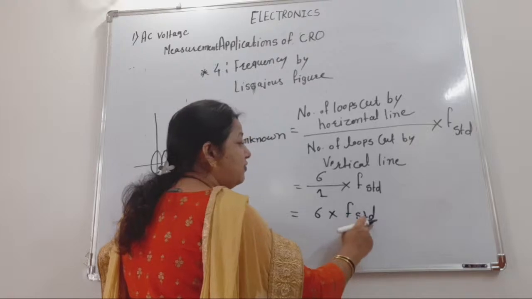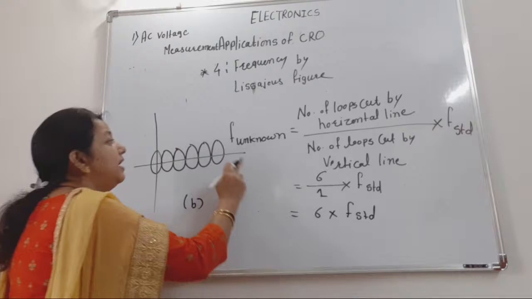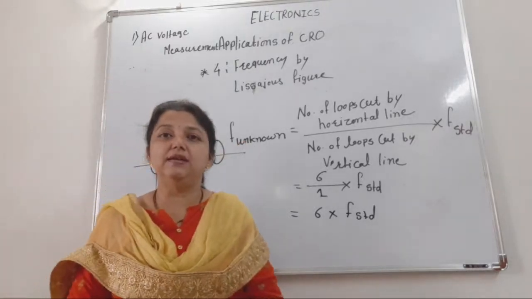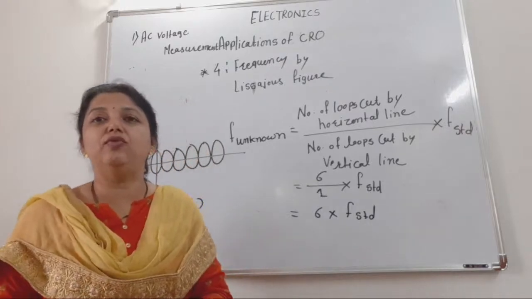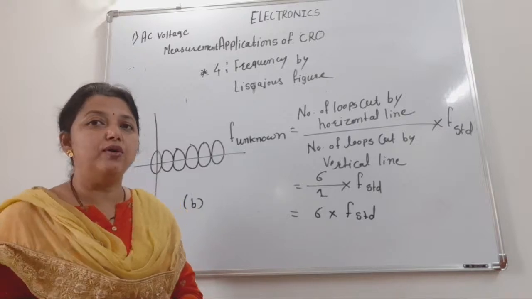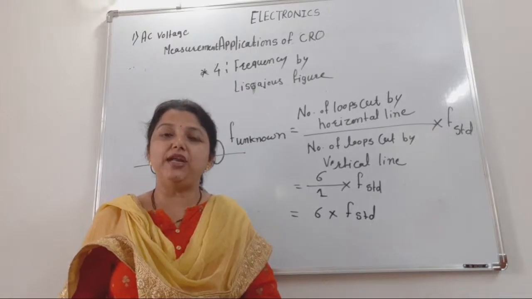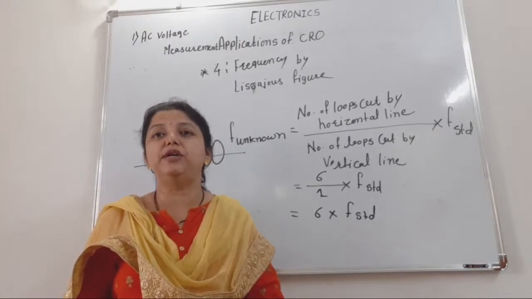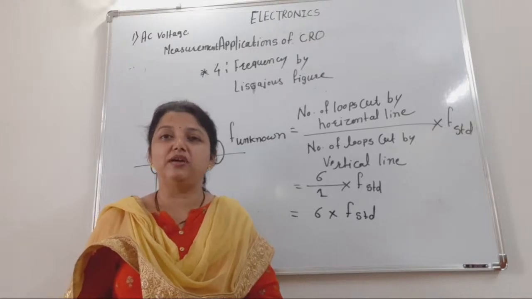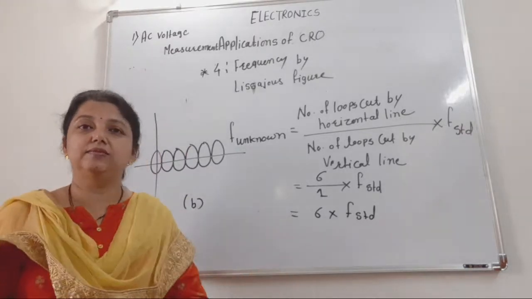And this one is the known frequency. Multiply that known frequency by 6, then you get the unknown frequency of your input AC signal. This way you are able to calculate the frequency of any input AC signal by using CRO. So there are two methods. One simple method is by measuring the periodic time and then taking the reciprocal of that periodic time, you get the frequency. The second method is by the Lissajous figure. Okay, in this way, does everyone understand this?